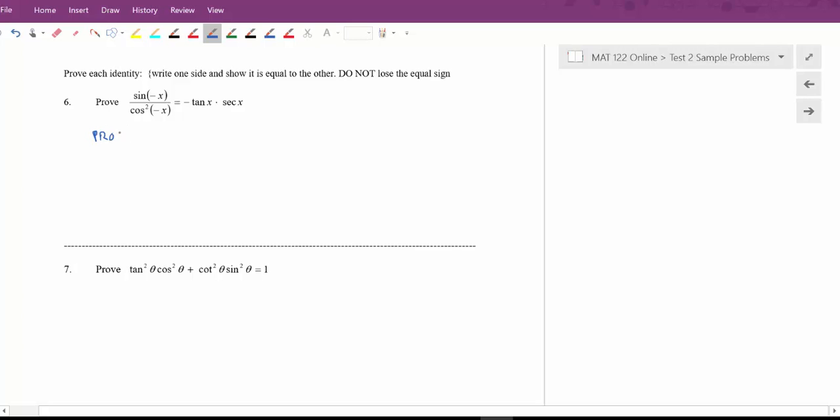Write down the word proof. Okay? Pick a side, write it down. Usually you pick the side that looks like it is the most complicated and might be the easiest to work with. So write down the left side, then put an equal sign. Do not start these problems any other way. That's how you start that. Now, there's a couple of identities that are going on in this problem.